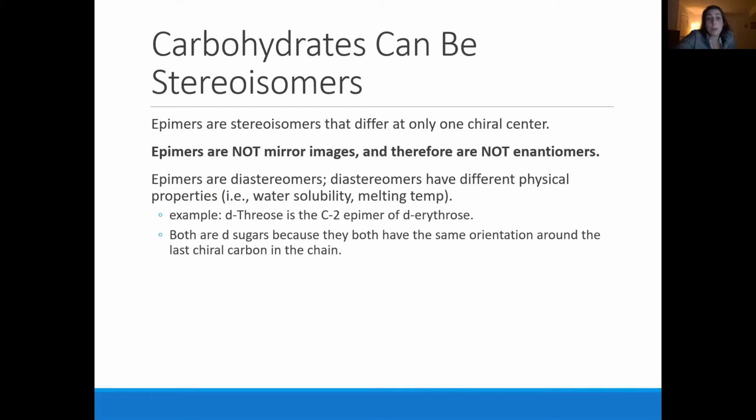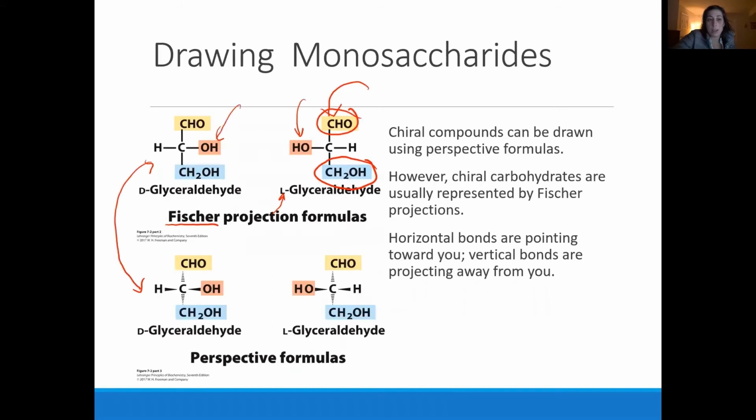Now, we talked about this particular type of stereoisomer, which is an enantiomer. Remember, that is a direct mirror image. And as we saw here, these are the same molecule, but they are enantiomers of each other. So it is glyceraldehyde, but D or L glyceraldehyde.